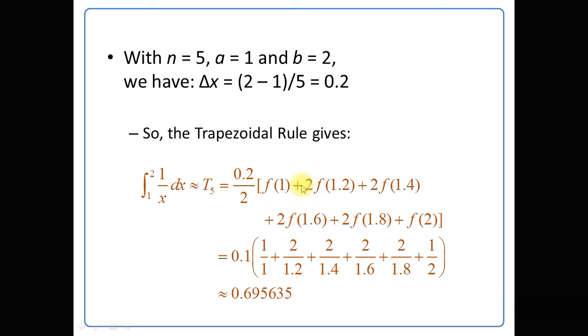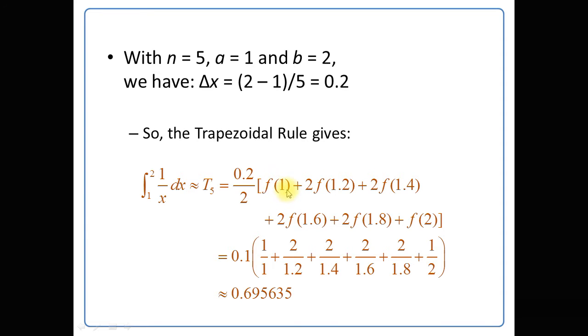Now putting the value 1.2 in the function, the next value according to the step size will be 1.4, and similarly the next values are 1.6, 1.8 and 2. Putting x equal to 1 in the function, we obtain 1 over 1. Now putting x equal to 1.2 in the function, we obtain 2 divided by 1.2. This 2 is created by the trapezoidal rule formula.